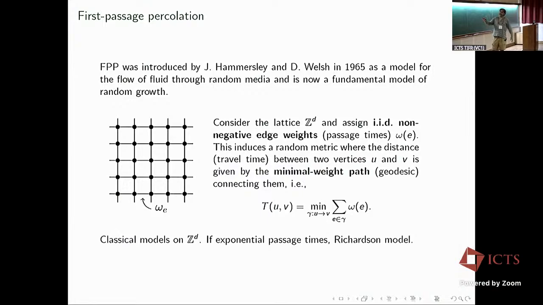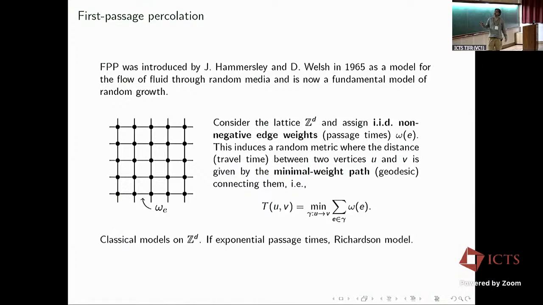And then we can, of course, have a metric, a distance defined between two vertices as the fastest way to go from u to v. So it's the minimum over all possible paths from u to v of the sum of all the weights that you pick. So that's first passage percolation, the fastest way to go from point u to point v. This minimal weight path is also called geodesic sometimes. And so this is the classic definition on Z^d.